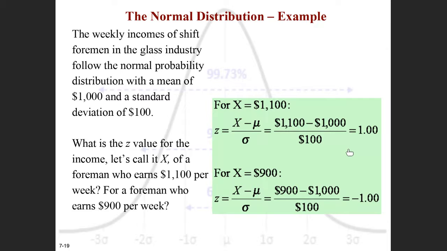No one knows? Is everybody asleep while I was talking? Someone tell me what the Z-score means if it's a 1. It means it's 1 standard deviation above the mean. Remember that? The Z-score is also the number of standard deviations.